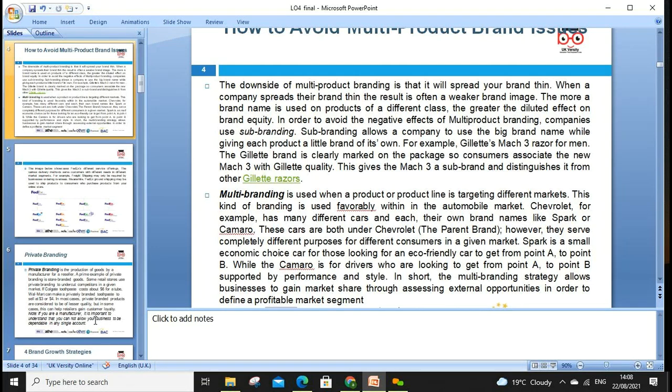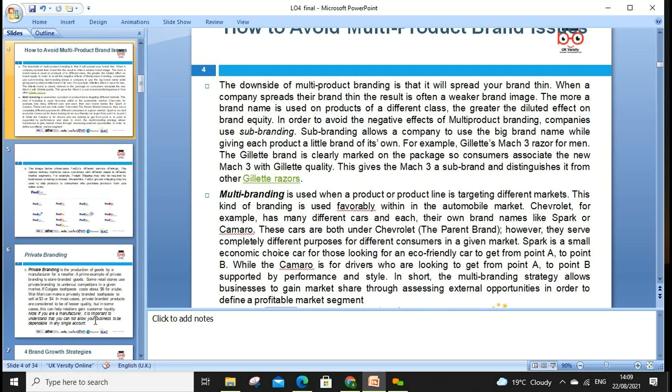Multiple branding is also used across product lines to target different markets with different brands. Chevrolet, for example, the car maker, has different cars, and each brand name, like Spark or Camry, is under the parent brand. Spark is the small economic choice of car, whereas the other is the bigger one.